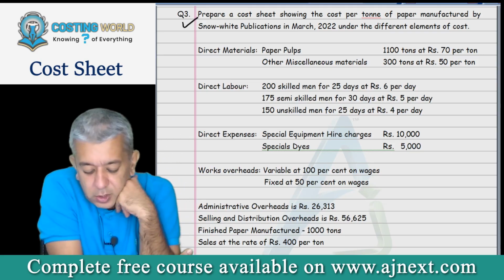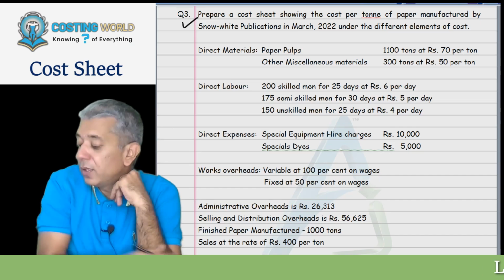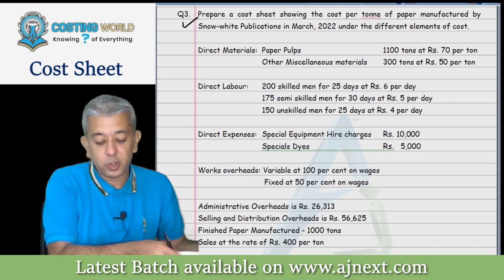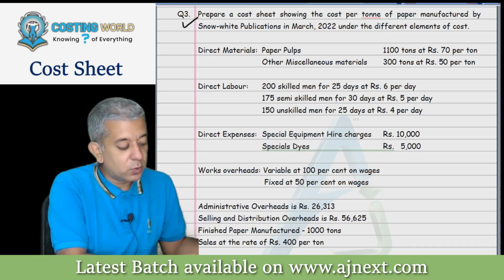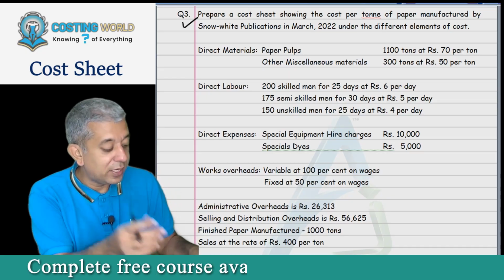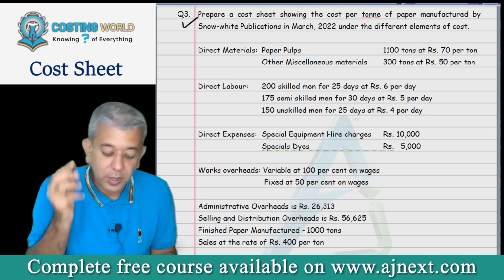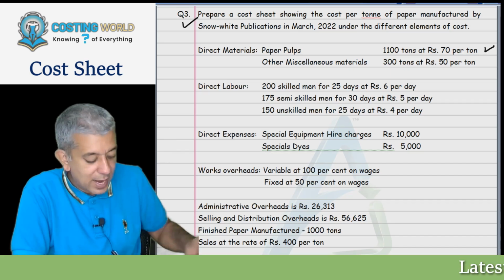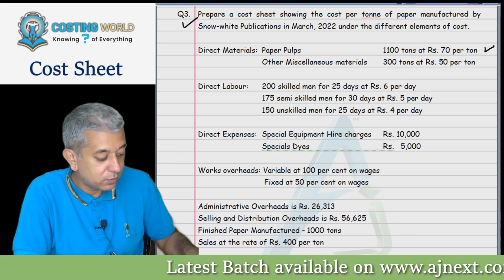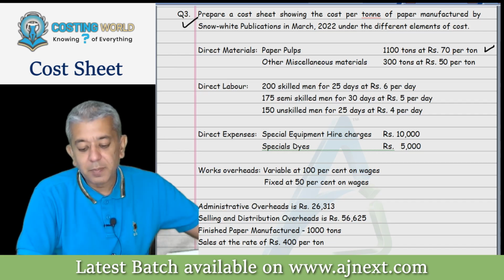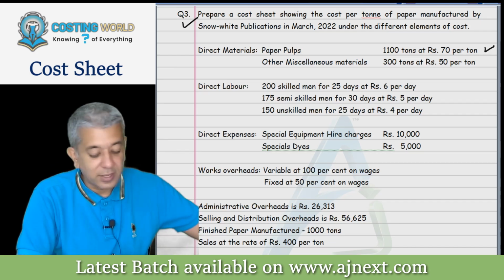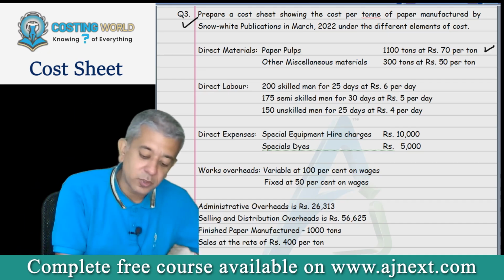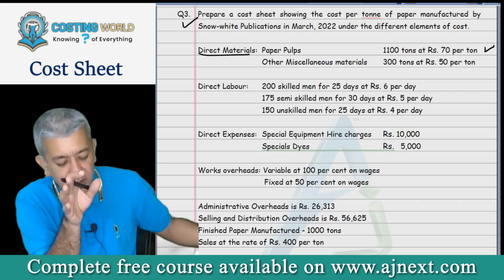Prepare a cost sheet showing the cost per ton of paper manufactured by Snow White Publications in March 2022 under the different elements of cost. Paper pulps 1100 tons at the rate of 70 per ton. Other miscellaneous material 300 tons at the rate of 50 per ton. Fine. That is your direct material. So therefore there are two types of material in this particular question.